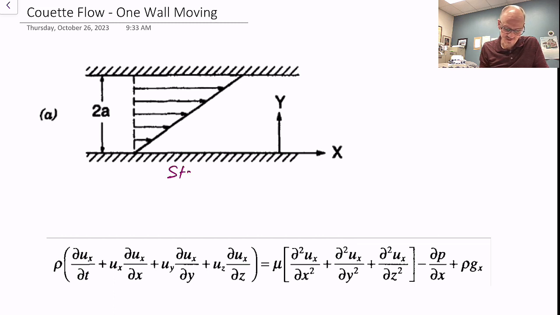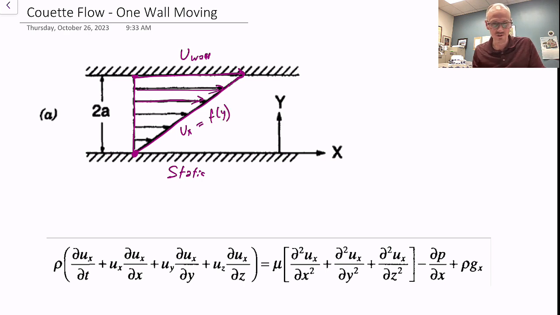This wall is a static wall at the bottom, and this one at the top is moving with some velocity here, and we're going to call that U wall, the velocity of the wall. We like U because sometimes we use V for volume, but anyway. Down here we have a no-slip boundary condition, so the velocity ux is 0 at the bottom, and ux equals U wall at the top, of course, and we're solving for this flow profile. So ux is going to be some function of y. That's what we need to figure out.